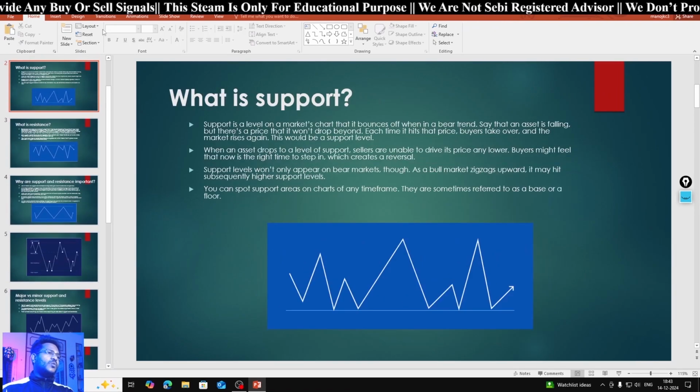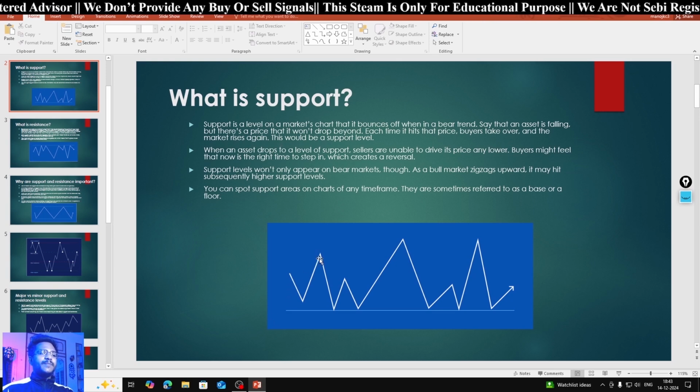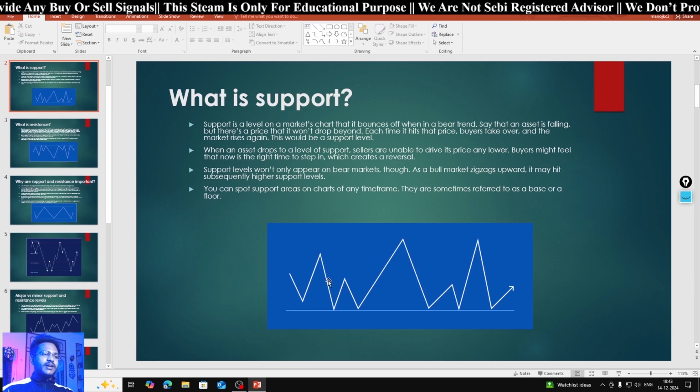The main thing, what is support? Support is a level on a market chart that it bounces off when in a bear trend. Say that an asset is falling, but there is a price that it won't drop beyond. Each time it hits that price, buyers take over and the market rises again. So basically, you could see all these people at the top side, these are all sellers. Normally, sellers are trying to push the market towards the downside, out here also and out here also.